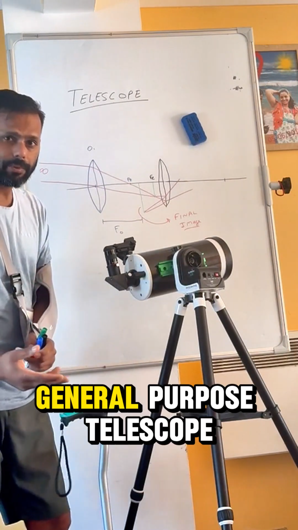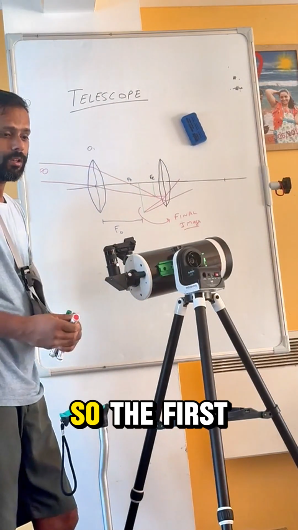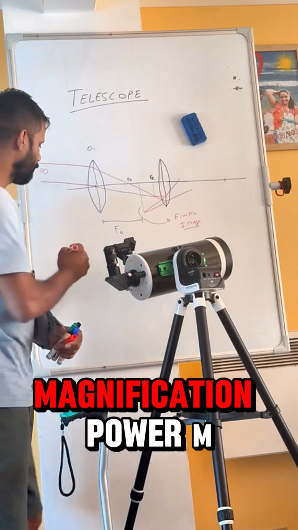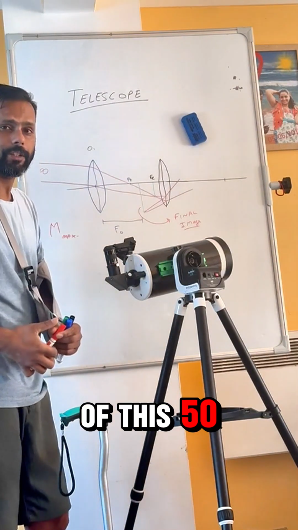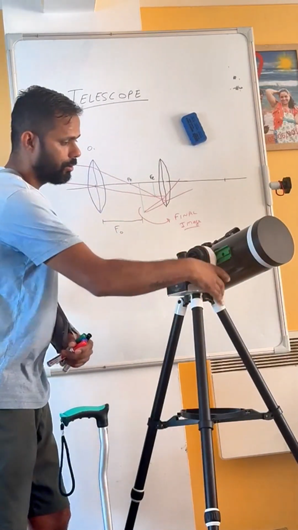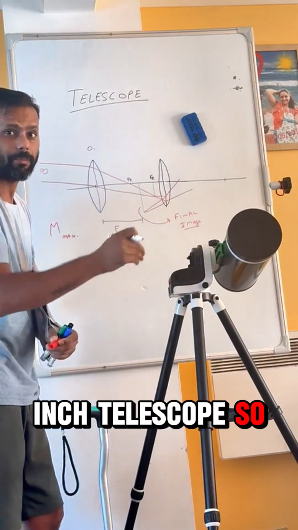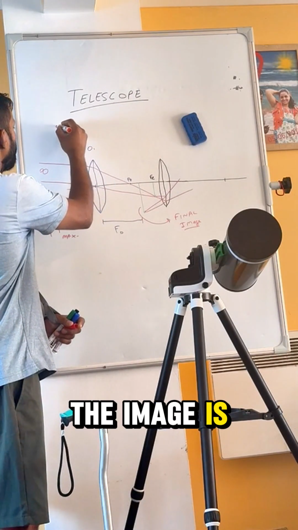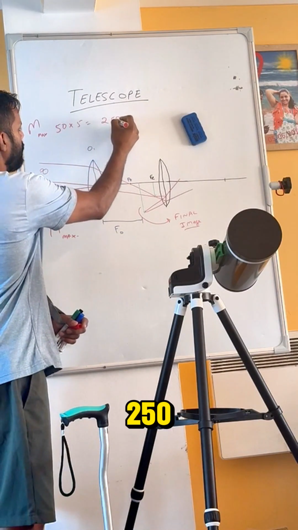For example, if you want a general purpose telescope, the whole concept is watching the stars, doing some stargazing, watching some planets. So the first thing you have to look at is called maximum magnification power, M max. That is always 50 times the aperture, and the aperture must be in inches. For example, this is a 5-inch telescope, so the maximum it can magnify the image is 50 times 5, so M max is 250.